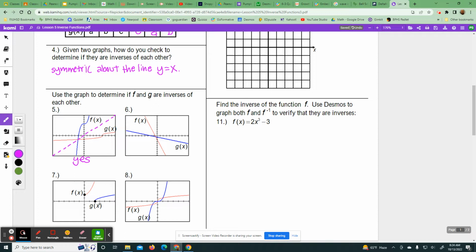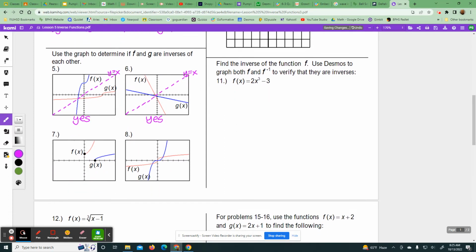Okay, do the same thing on 6. Okay, if I folded it on this line, this dashed line, boom, I should note that that is y equals x. That's the line y equals x. Okay, this is going to line up. This is going to line up. So again, this is a yes. So those functions f and g are inverses.